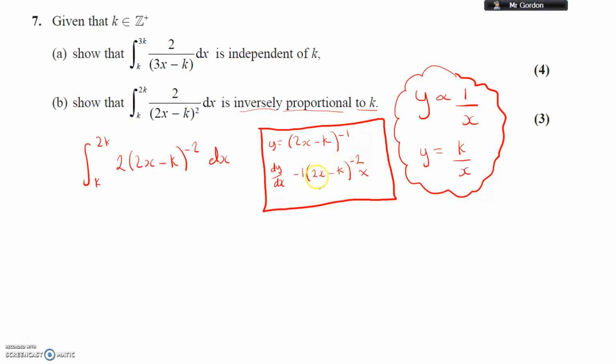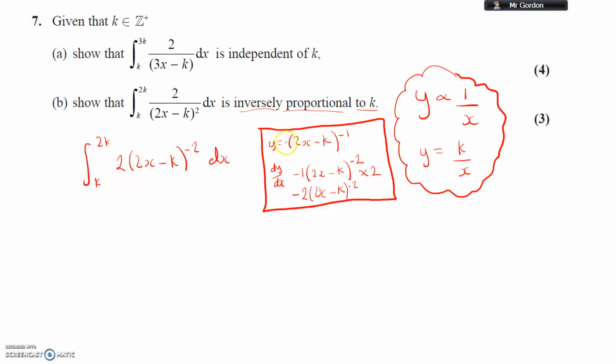What is the differential of 2x minus k? Well, 2x goes to 2 and k is a constant, so that would just be dropped. The differential of this bracket is just going to be 2. Brilliant. So that gives me pretty much what I want, apart from the fact that, if I put this out the front, the result is -1 times 2 is -2. Put those together: 2x minus k to the -2. That is exactly what I've got, apart from it's negative here, and I don't want it to be negative.